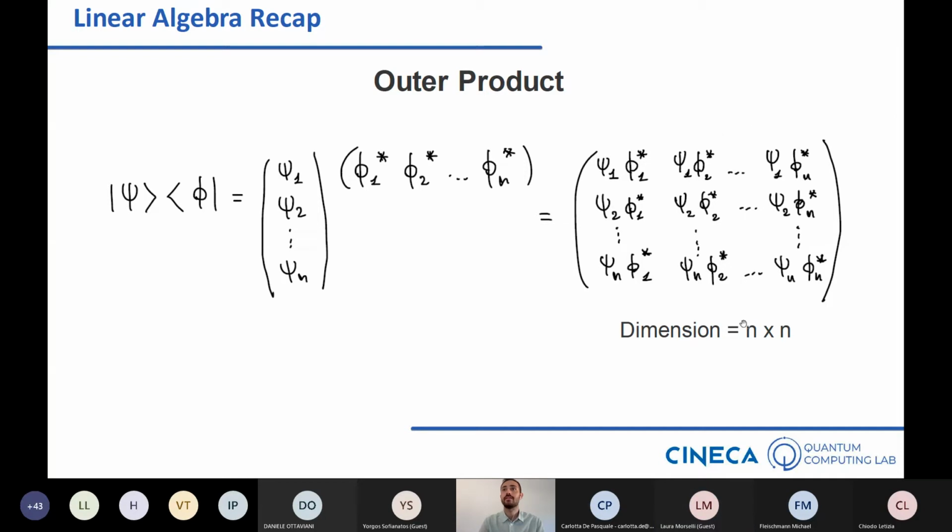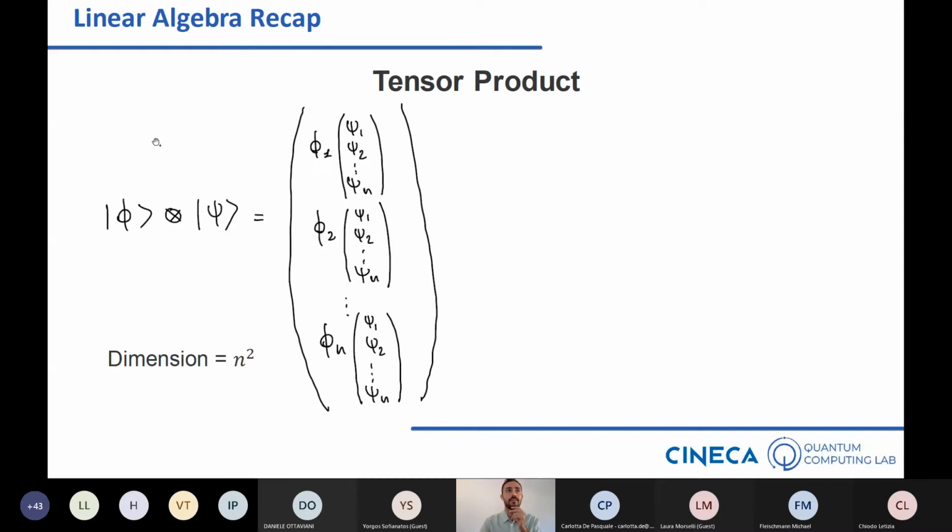So you get something that looks like this. This is trivial to understand: psi1 times all the elements, and you get this kind of matrix here. Then there is the tensor product. These two are vectors. In the tensor product, you multiply each element of the first vector with the full vector of the second one. Of course you increase the dimensionality: when you multiply two vectors of dimension n, you get something that is n squared.